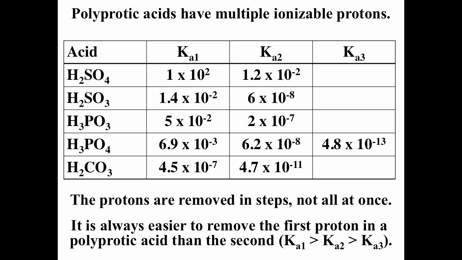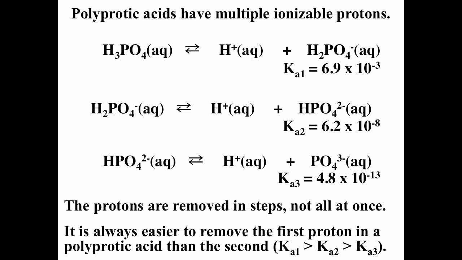Here's a table of some acids. Again, Ka1 is for removing the first proton, Ka2 is for removing the second, Ka3 is for removing the third, and for an acid, Ka1 is always greater than Ka2, which is always greater than Ka3. For phosphoric acid, that first reaction corresponds to Ka1, forming hydrogen ions plus dihydrogen phosphate. If you take the dihydrogen phosphate and remove one of its hydrogen ions, you form hydrogen phosphate, and that's Ka2. Then in the third reaction, we take the hydrogen phosphate and remove the last hydrogen ion to form phosphate ions, and that's Ka3. Again, typically these protons are not removed all at once, but in steps.